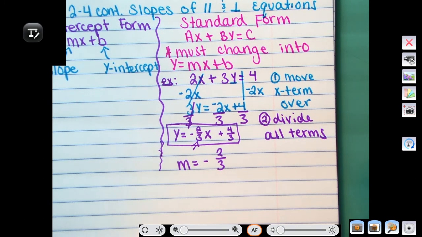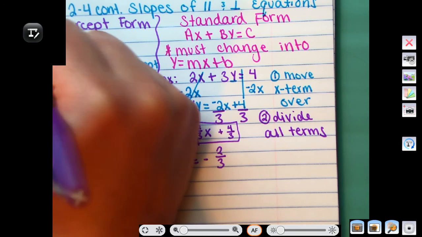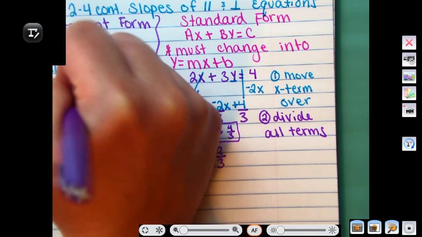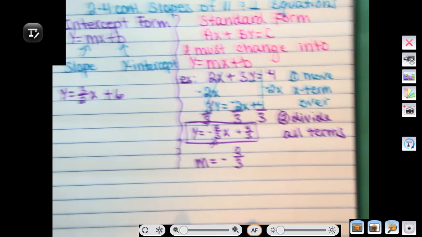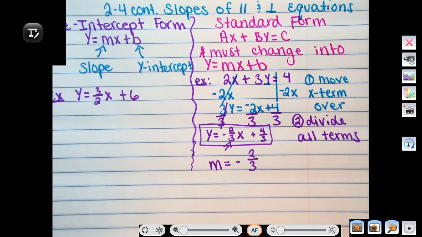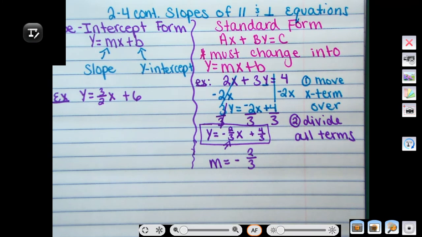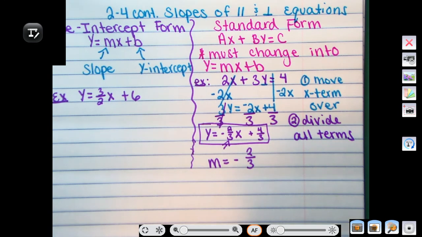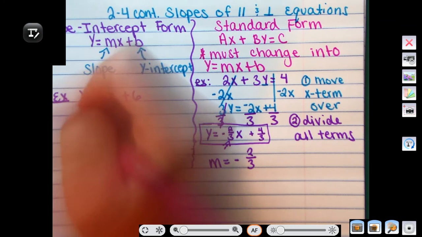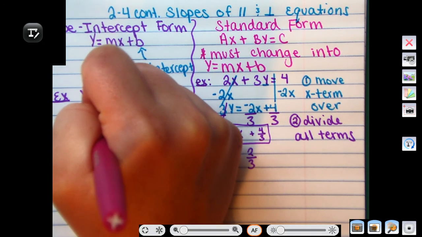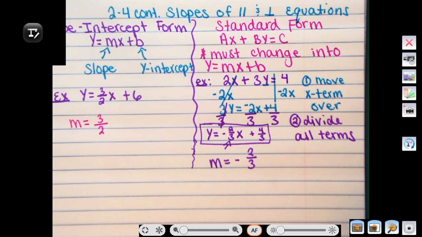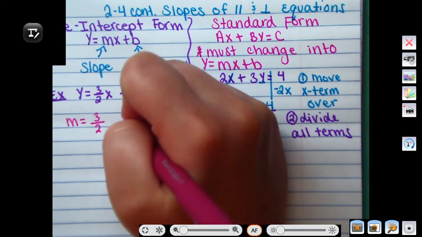So let's say we have y equals 3 halves x plus 6, we'll say. So that is in slope-intercept form already. So I don't have to do anything, no solving, no rearranging. I can right away identify what the slope is. So tell me, what is the slope of this equation? It is 3 over 2. And my y-intercept is 6.